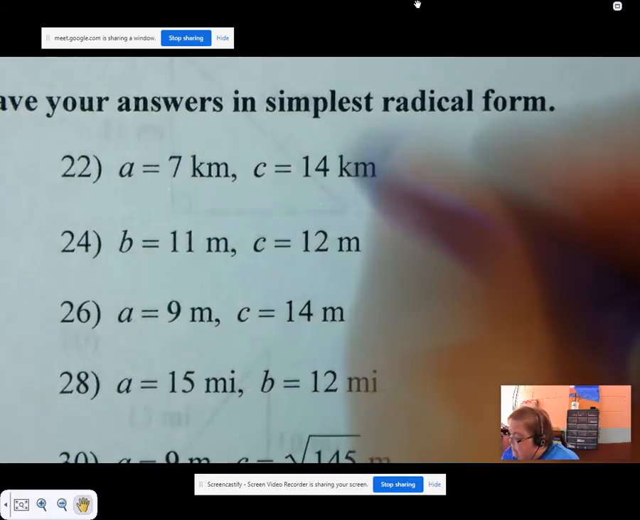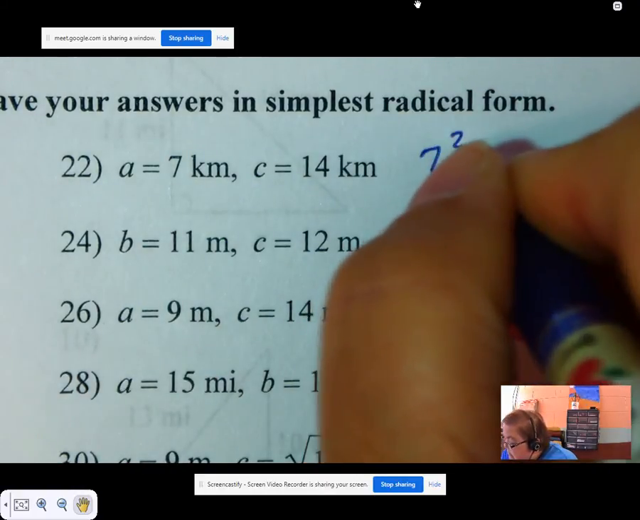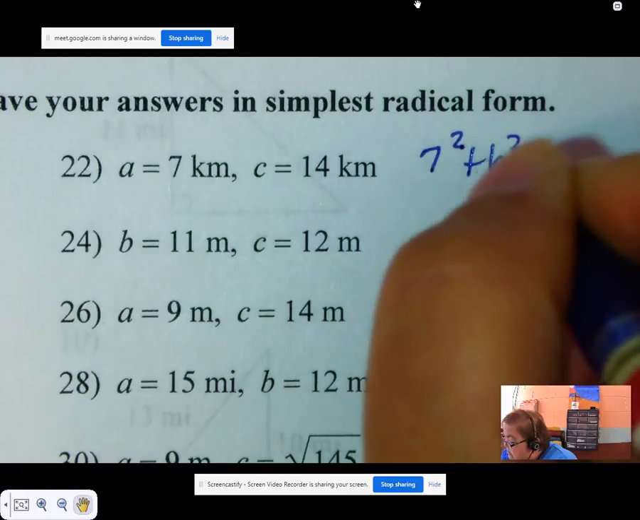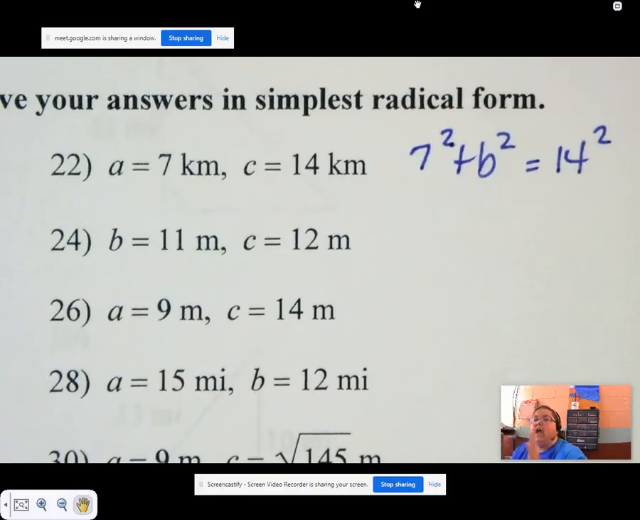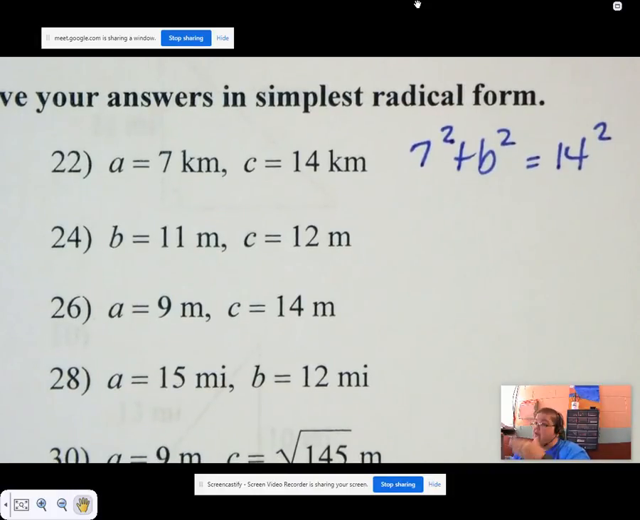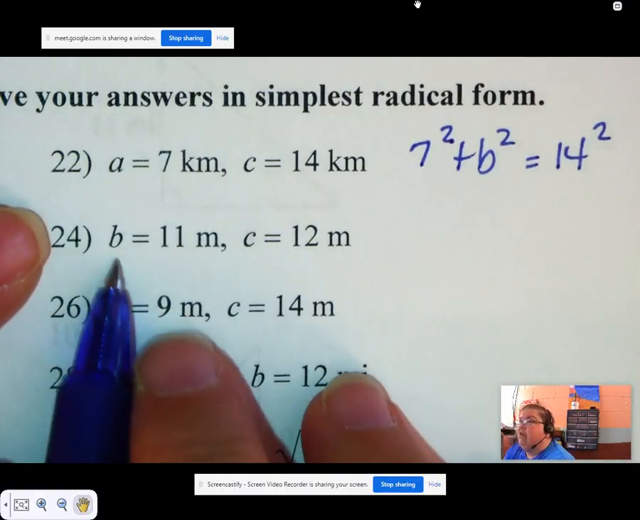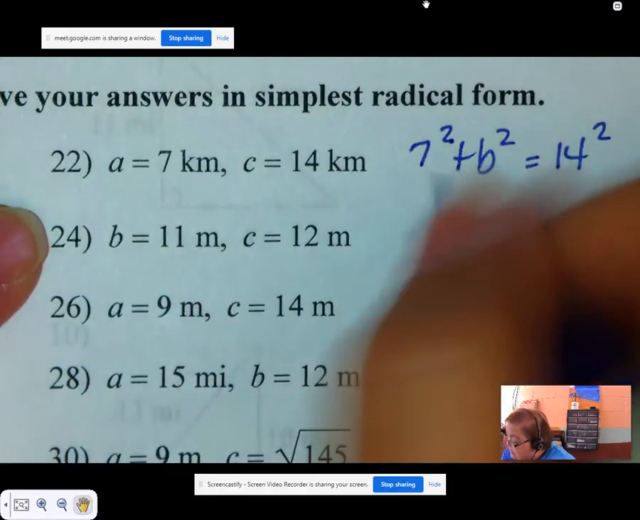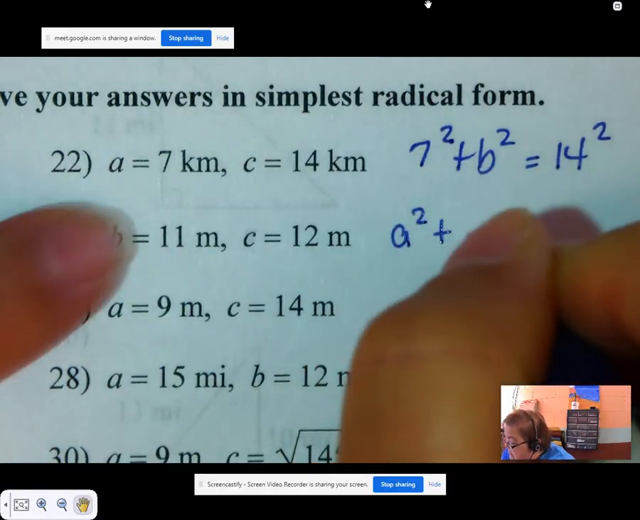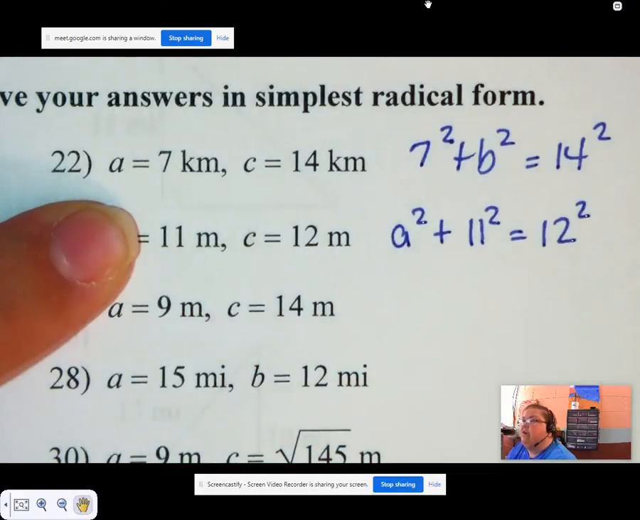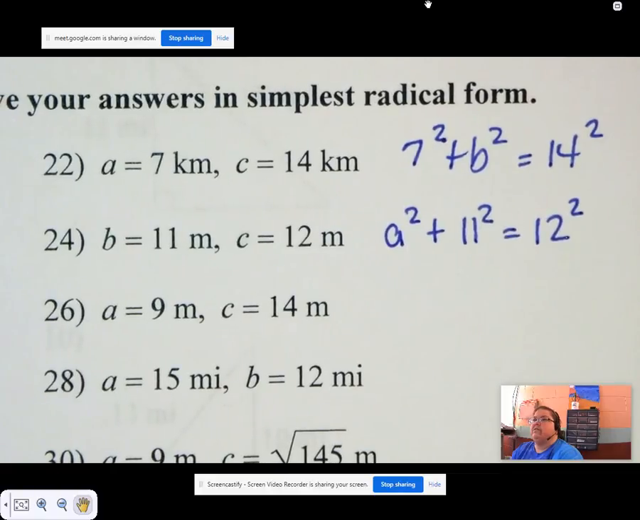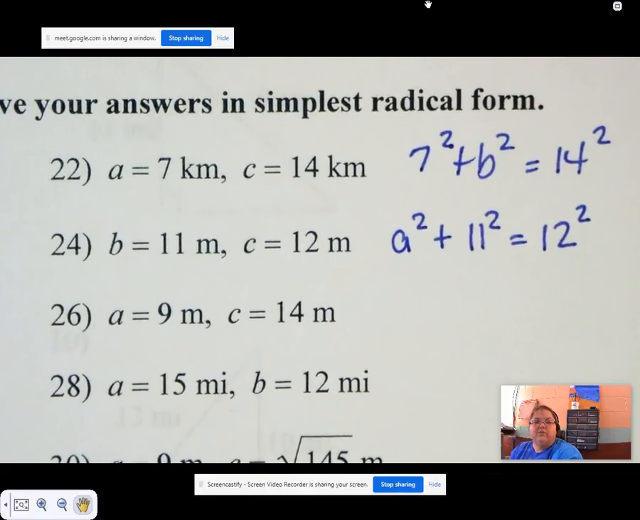So this one is 7 squared plus B squared equals 14 squared. And then you would just solve it like we solved the others. Questions. Number 24. Which one do I need to solve for? A. So A squared plus 11 squared equals 12 squared. And then you would solve.